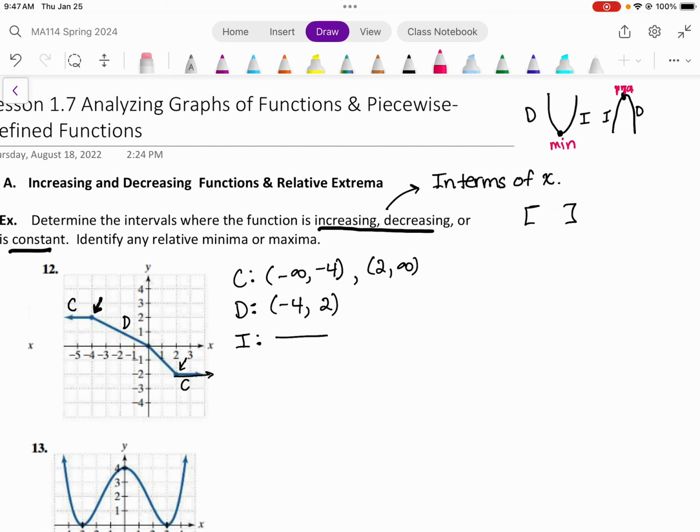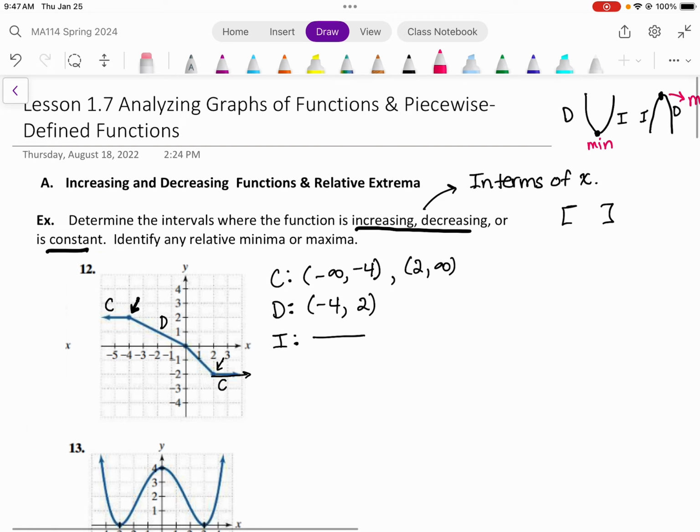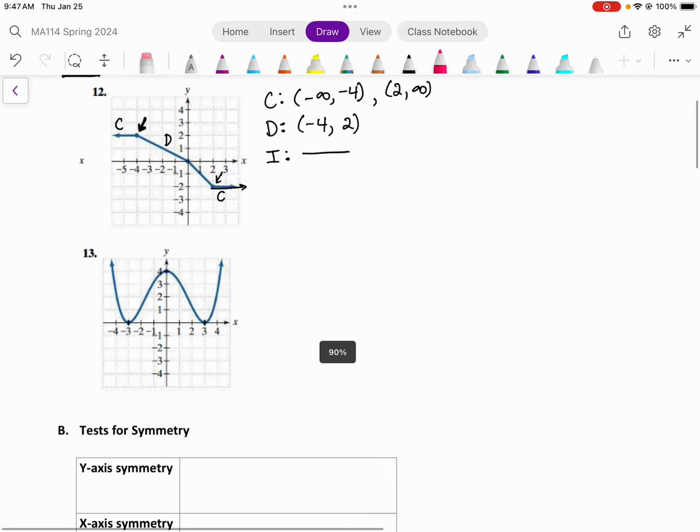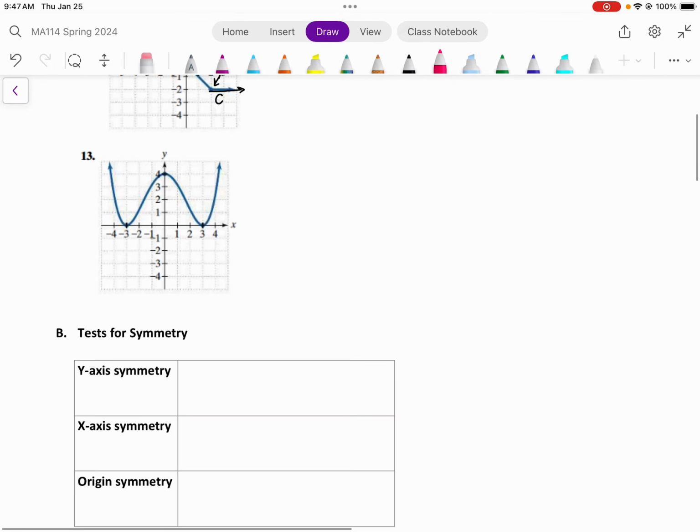Okay, it's not letting me write up there, so let me clean that up real quick. This is a max. Okay. Let's look at this one. So I'm going to start again by identifying the pieces. As I go from left to right, this is decreasing, increasing, decreasing, increasing.